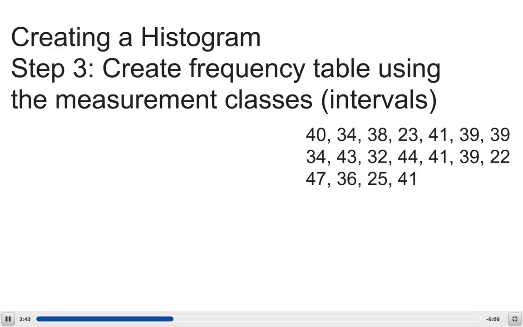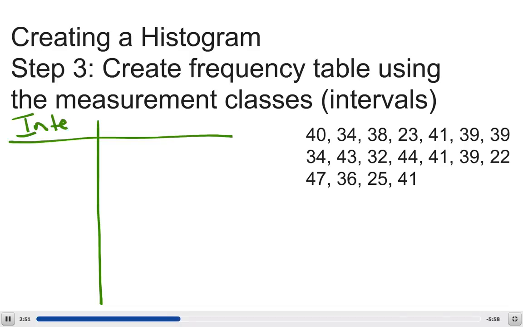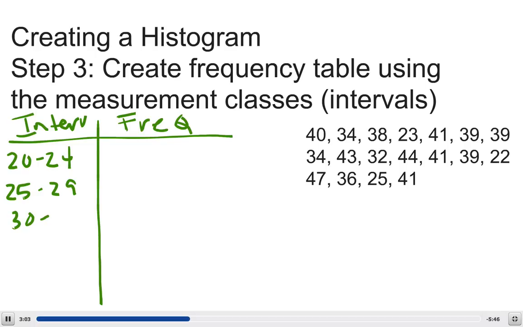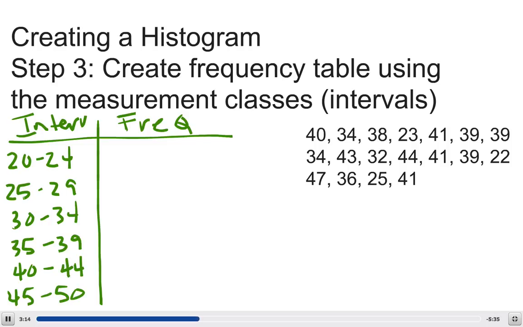My frequency table is just kind of like a tally chart, so I use my measurement classes. Let's set that up: my intervals, and then my frequencies. I'm going to use 20 to 24, 25 to 29, 30 to 34, 35 to 39, 40 to 44, and 45 to 50. That gives me 6 different intervals, which should show a nice range over all of my data set.